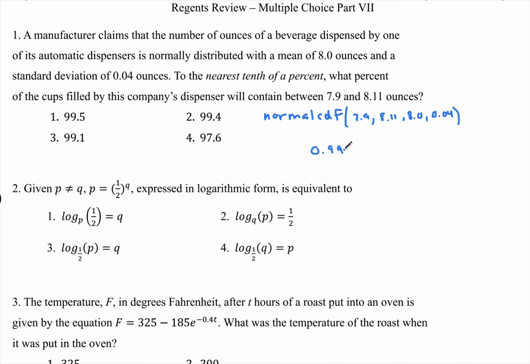you're going to have 0.99 0.08 and kind of repeating. What's the one that's close to? 99.1%. And we're on to the next one.